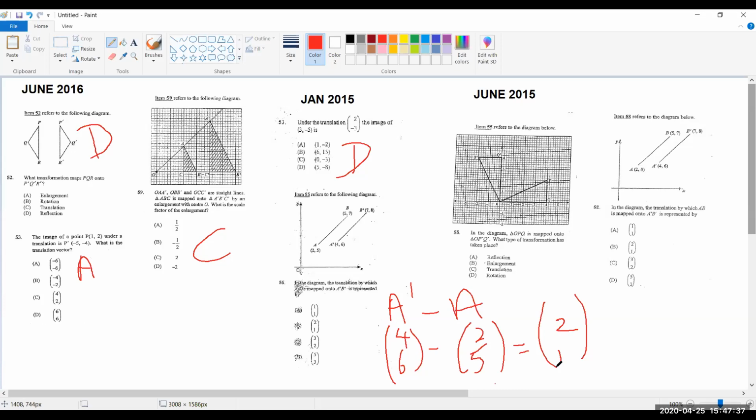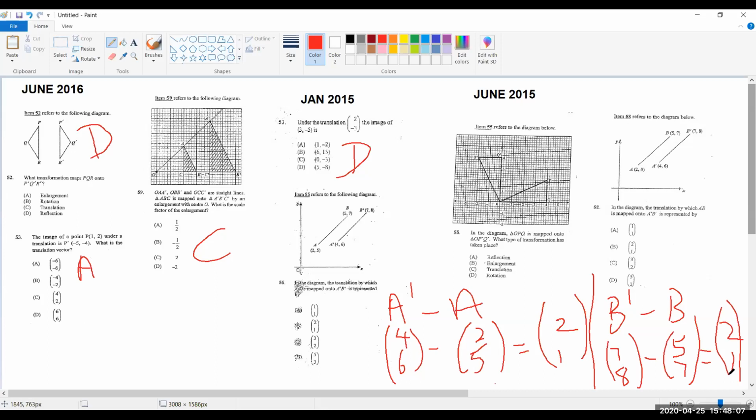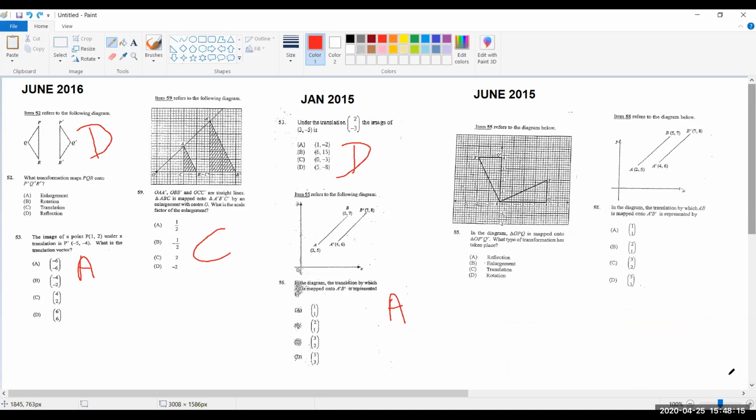In the diagram, the translation by which AB, so A, right? Let me try with B now. B1 take away B. So it's (7, 8) take away (5, 7). 7 take away 5 is 2, 8 take away 7 is 1. So yes, it has to be B. So yes, B is the answer.